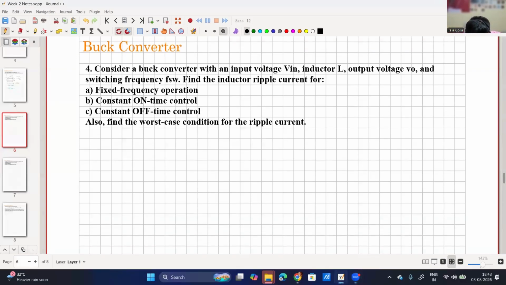Delta IL expression. V in into D by Fs into L, right? V in minus V0, right? V in minus V0 into D Ts by L, right?